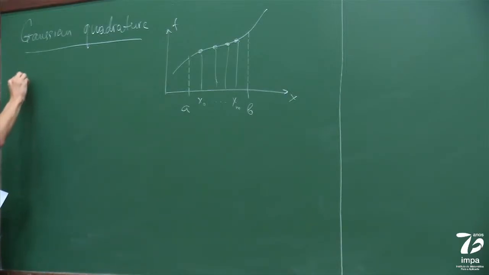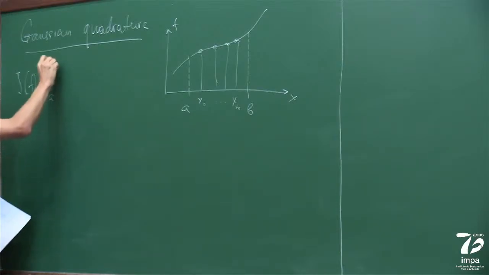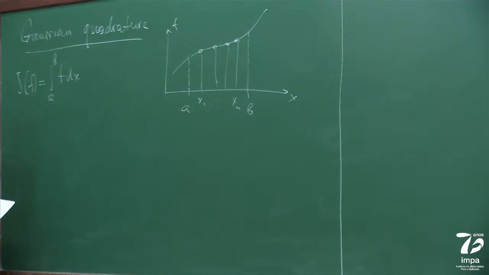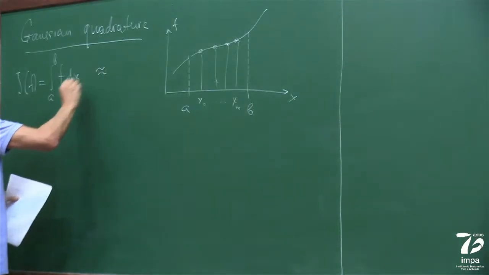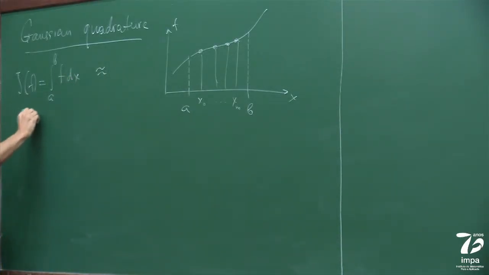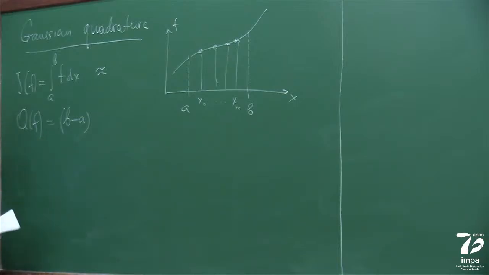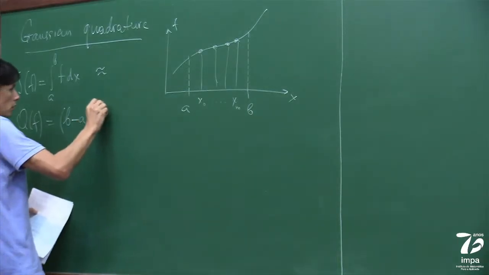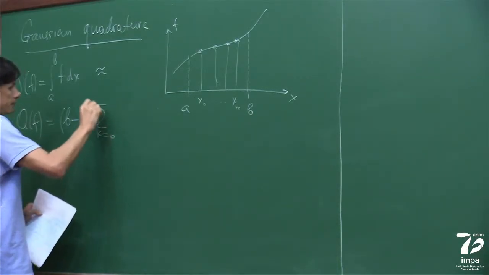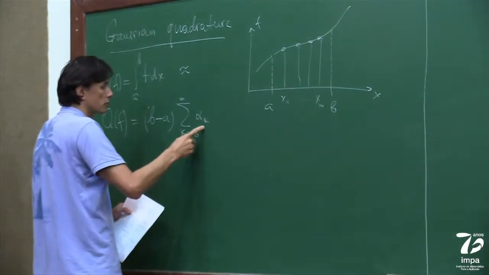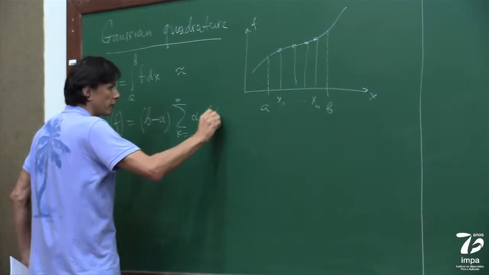So the goal is to compute this, which is the exact integral of the function in the interval, and this we approximate by this linear combination. It's convenient to put the size of the interval outside, and then it's a sum over all points, a linear combination. So there are coefficients multiplying the values at these points.